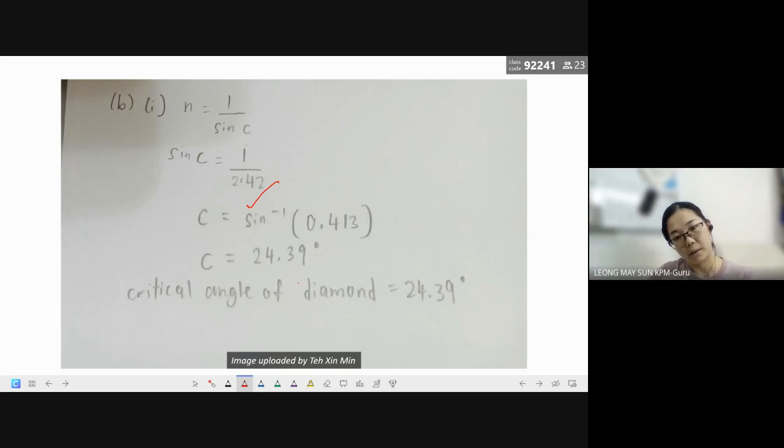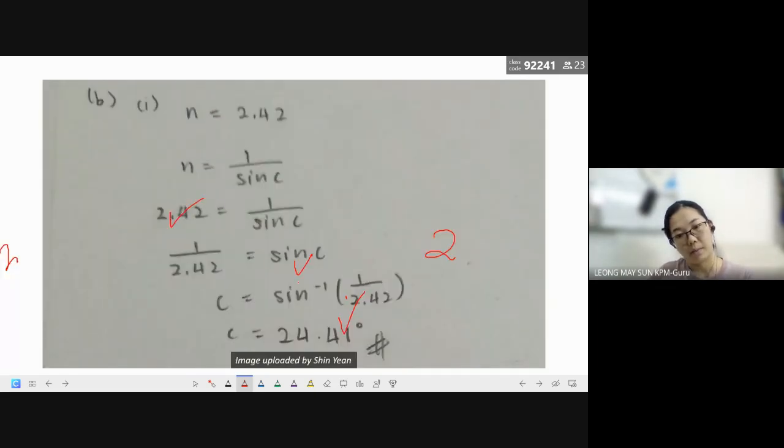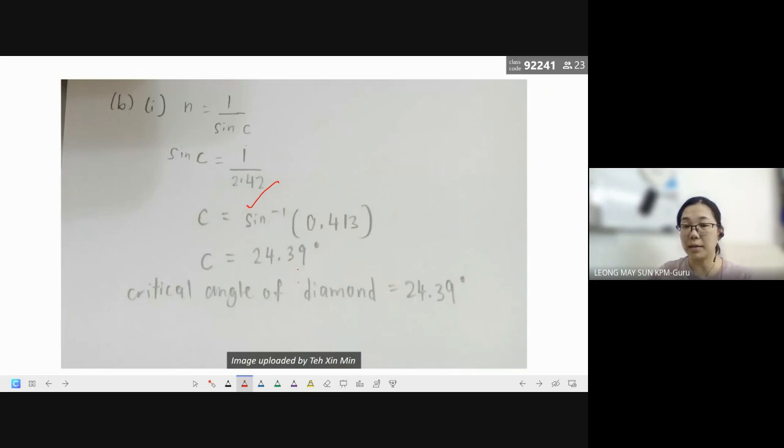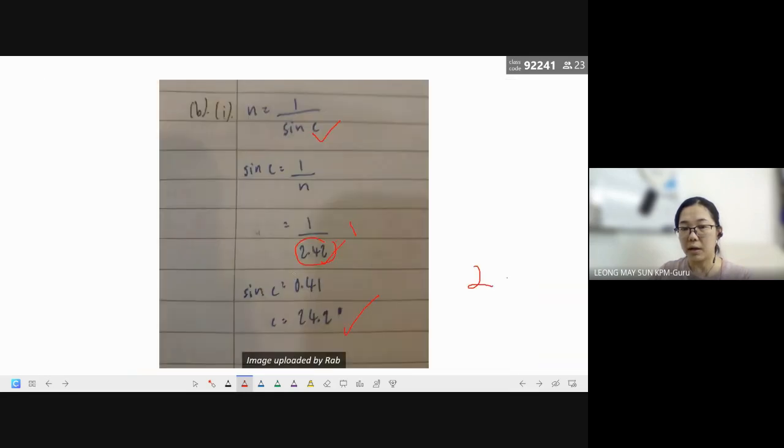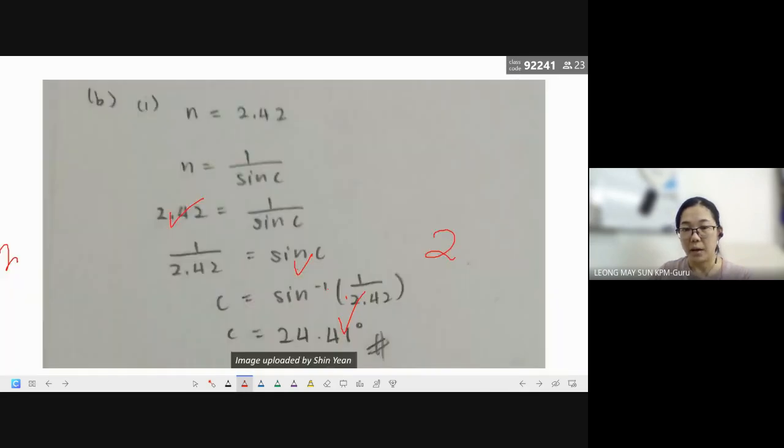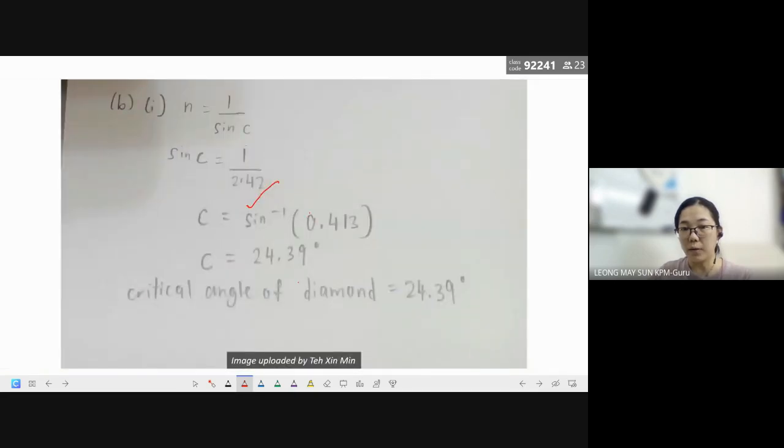Xingming's working 2.42. You see, Xingming's answer and the rest of the answers are slightly different. The main reason is because the rest of them substituted at the very last end. But Xingming actually did 1 over 2.42 first, then got the inverse answer of 0.413, and sine inverse of 0.413, she gets 24.39. Now, if I see this, what I'll do is I will key into the calculator also and make sure that the calculated final answer is correct. And if it's correct, I will accept the answer also. So no worries if your answer is slightly different from mine.